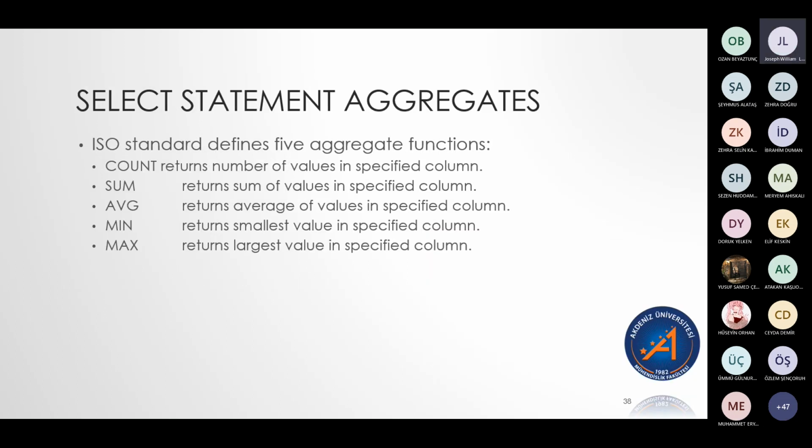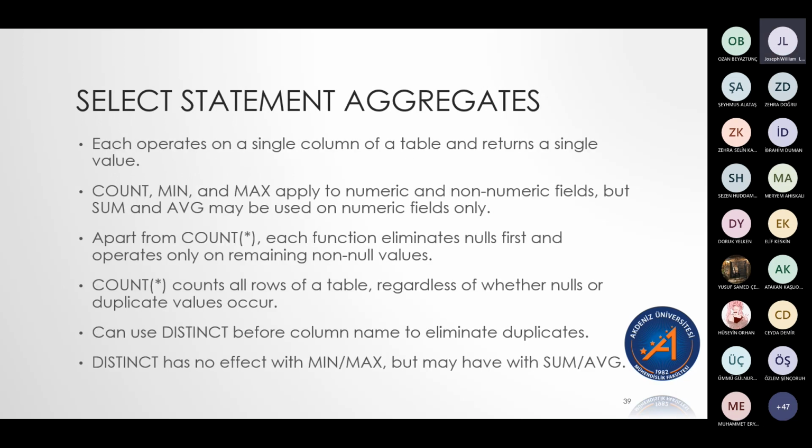Okay. You will want to know these aggregate functions. Count returns the number of non-null values in a specified column. Sum returns the sum of values, adding them all together. Average returns the average of values. Minimum returns the smallest. Maximum returns the largest. A few points about each of these.